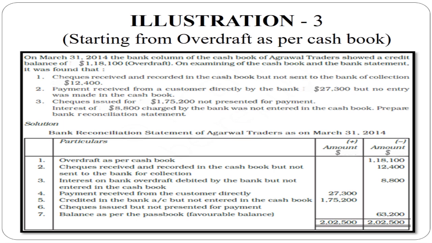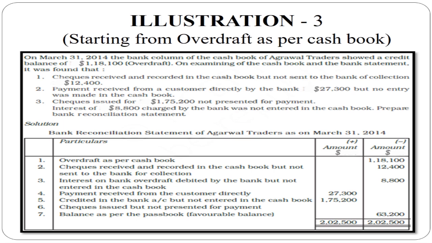Next, payment received from a customer directly by the bank, that is $27,300, it increased our passbook balance. So, in order to cancel its effect, we will have to increase our cash book balance by $27,300. Next one is checks issued for $175,200 but not presented for payment.